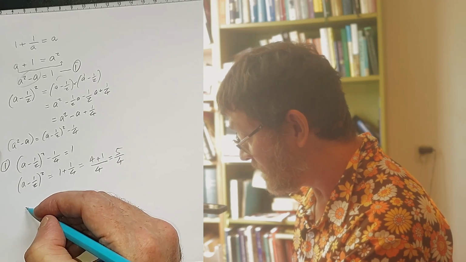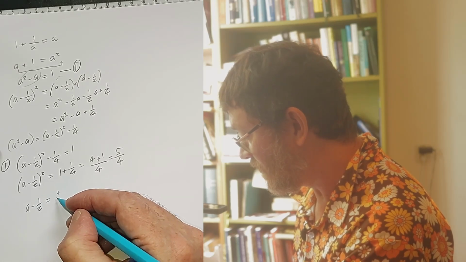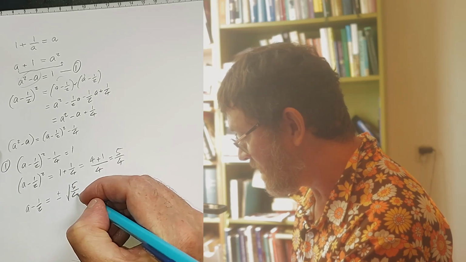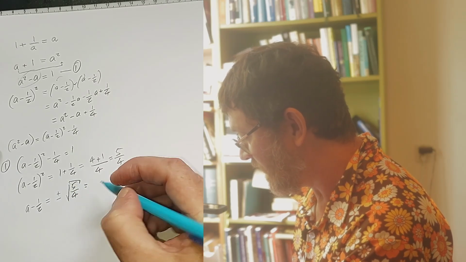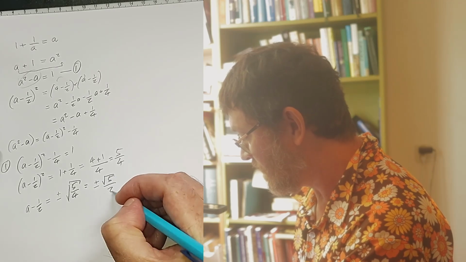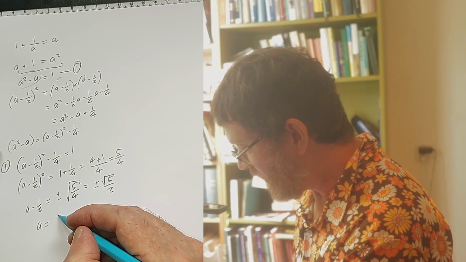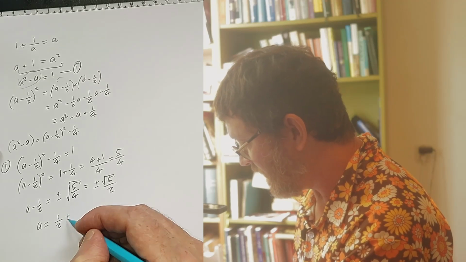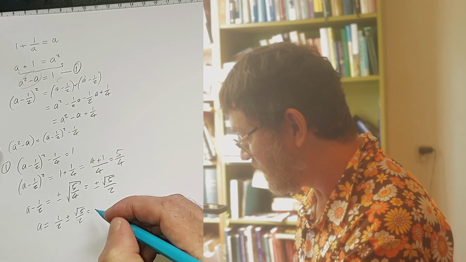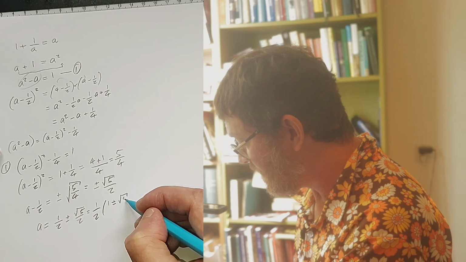We can take the square root of both sides now, so we get a minus a half is plus or minus the square root of 5 over 4. Now the square root of 4 we probably know is 2, so this is plus or minus the square root of 5 over 2. So a is a half plus or minus the square root of 5 over 2. Factor out the 2's just for neatness.